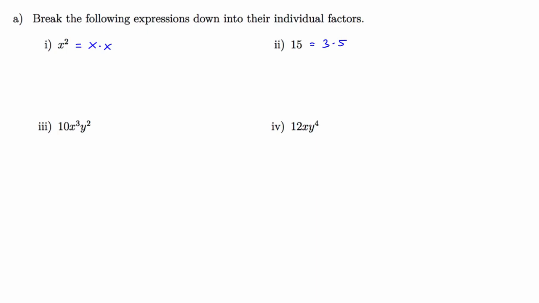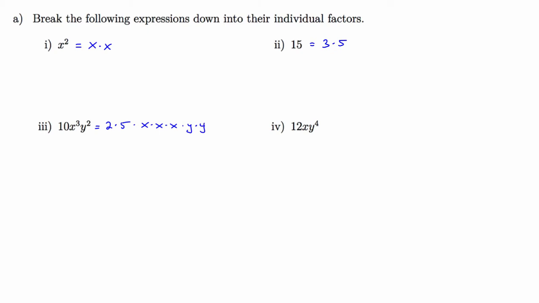In part 3, we want 10x to the third, y to the second, and we want to break it down to its individual factors. When you work with numbers and variables, you want to think about them separately. 10 is the same thing as 2 times 5, so that's factoring the 10. X to the third means x times x times x. And y squared means y times y. So 10x to the third y squared can be broken down into 2 times 5 times x times x times x times y times y.